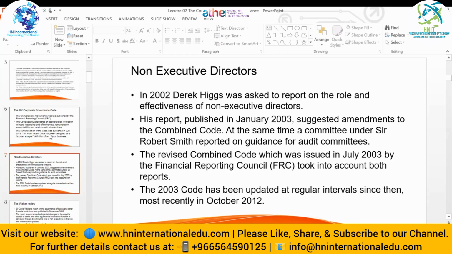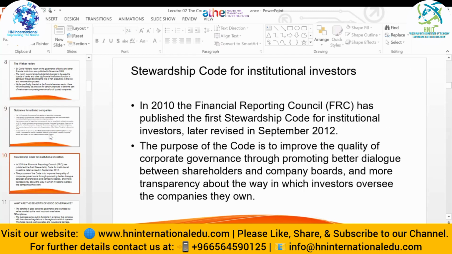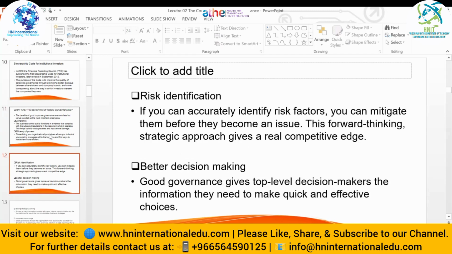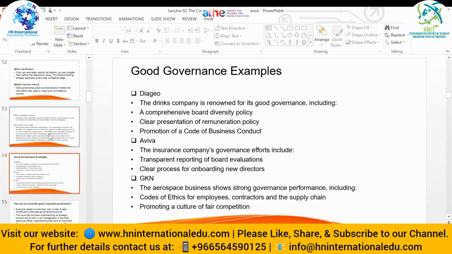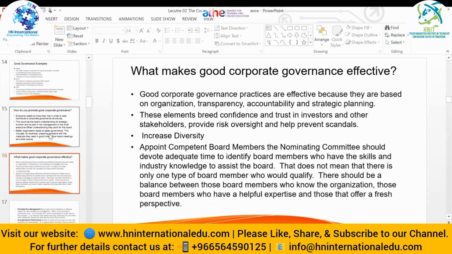Then this was made with the non-executive directors, the Walker view, guidance for the listed company, the stewardship board, and then we did the benefits. These were compliance, efficiency, process, improved brand image, then the examples as well, and then how we can promote good corporate governance in society. Even in the end, I will tell you how we will be doing it in business groups as well, and how we can make this effective or in compliance.